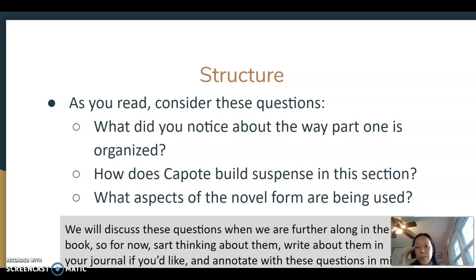I posted something on Flipgrid about suspense, which I think is really integral in this book, and I think it's cool to look at and think about. And just thinking about what other aspects of the novel form are in this book. Okay, so we can have a discussion about these topics, as I say here, later. But these are things you can think about and annotate for and post Flipgrid posts about whenever you would like.